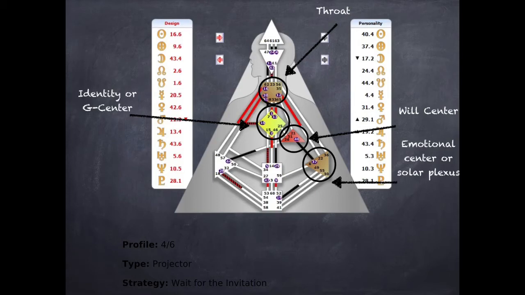And especially if you're a projector, because your sacral energy is inconsistent, it could mean that you could actually burn yourself out by just going over and above what you can actually do. Because you can do it doesn't mean you should do it.